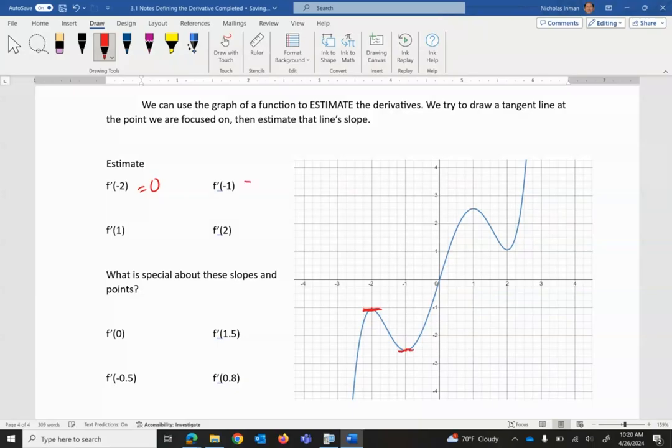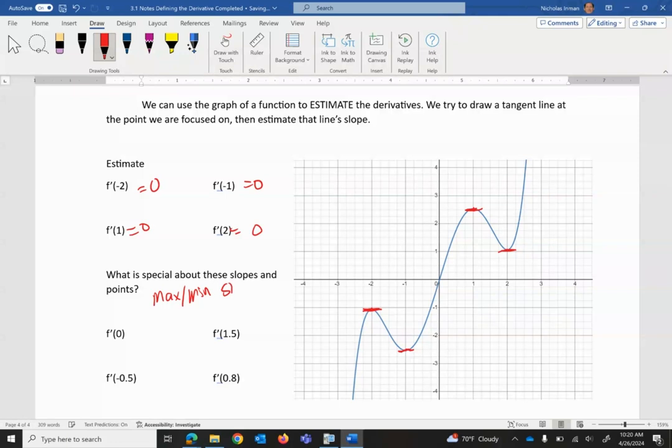Well, I think that one's also 0. F prime at 1. Oh, hey, I think that's 0. That's a flat line. F prime at 2. Yeah, I think that's also a flat line. All of these are equal to 0. That's really cool. But look at all 4 of those points. Those are the maximums and minimums.